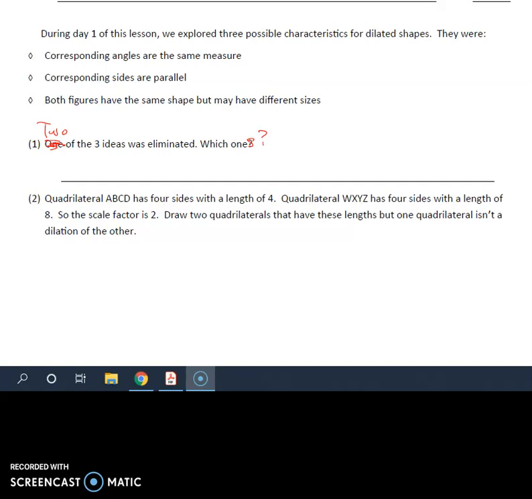And then problem number two asks you to draw a quadrilateral ABCD with four sides of equal length, and then quadrilateral WXYZ has four sides again with equal length, but this time an 8. So draw the two quadrilaterals that have these lengths, but one quadrilateral isn't a dilation of the other. When you're finished, turn the video back on.